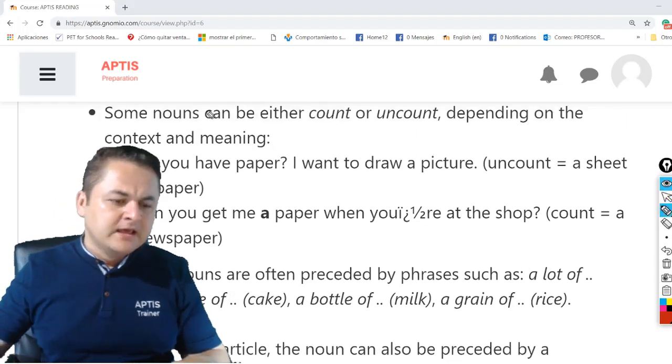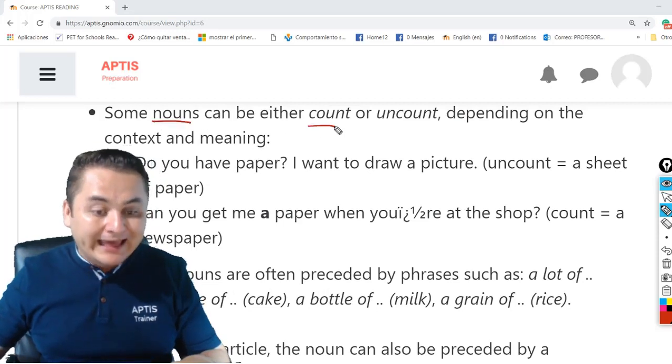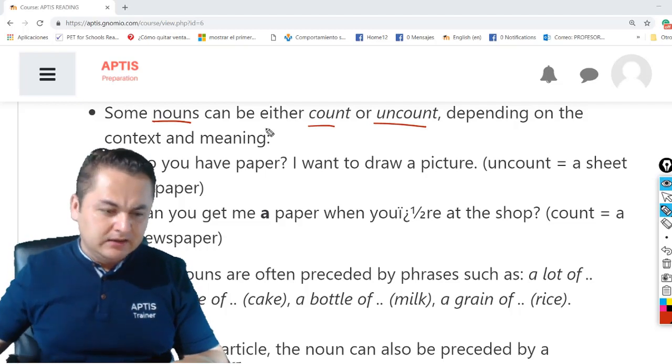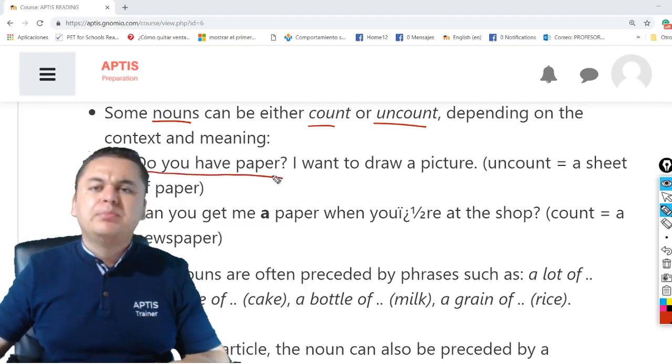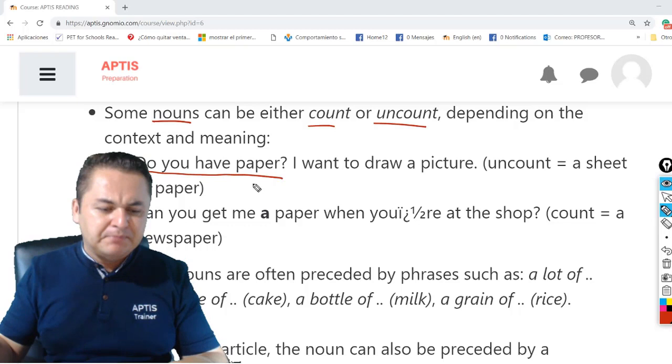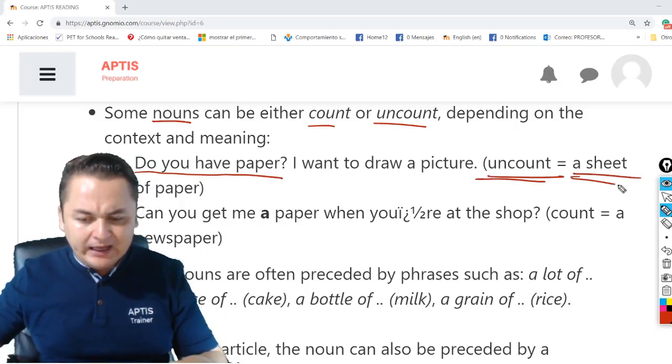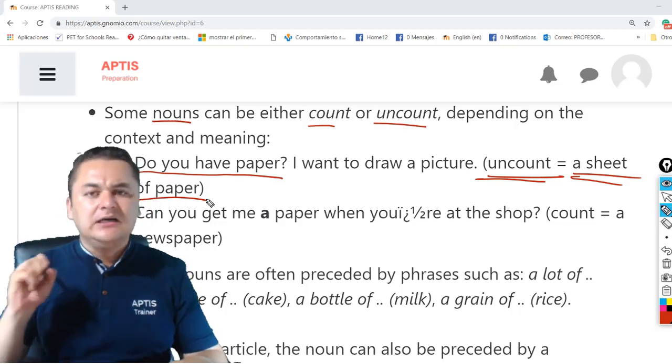Some nouns can either be count or uncount depending on the context and meaning. For example, here, do you have paper? I just say, do you have paper? I want to draw a picture. In this case, it would be an uncount noun. It would be a sheet of paper.